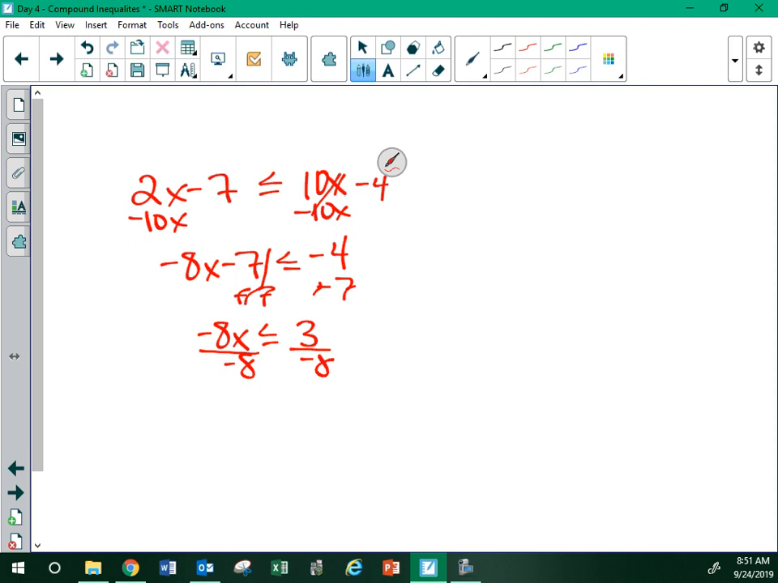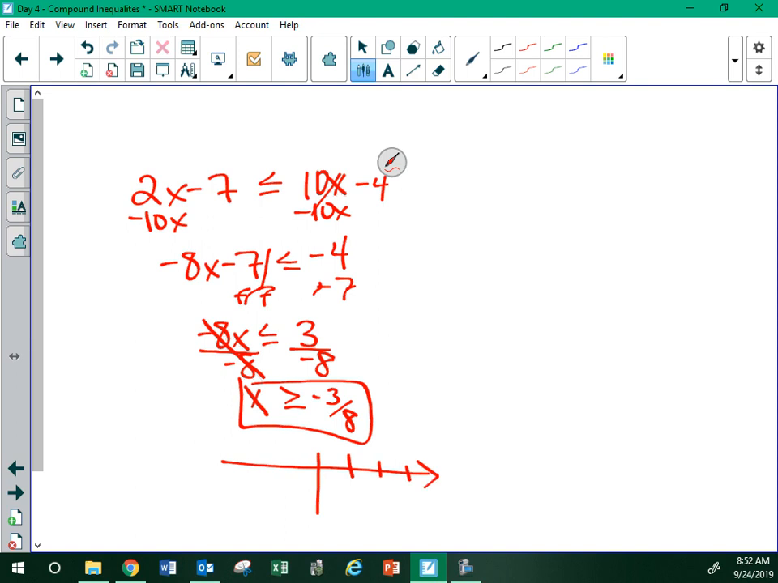And what do we have to do when we divide by a negative? Let's switch the sign. Good, flip the sign around. So x is greater than or equal to negative 3/8. All right, and then this was our answer. We would graph that on a number line. This isn't a very nice number, it's a fraction. So let's just say that's your negative 3, it's probably right around here.